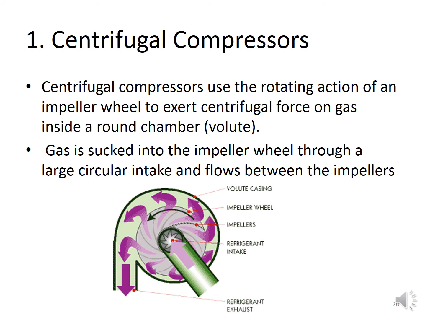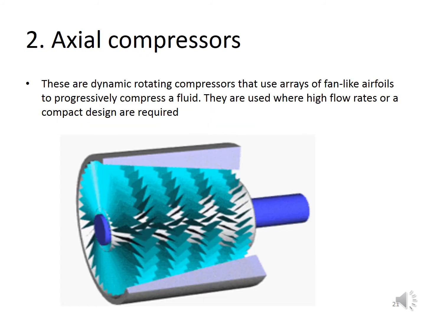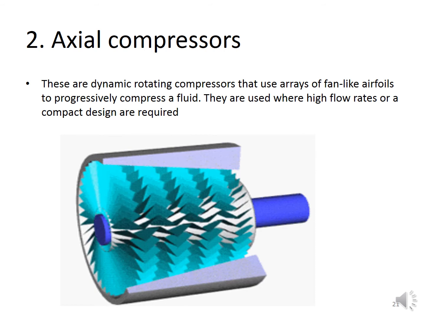Centrifugal compressors use the rotating action of an impeller wheel to exert centrifugal force on gas inside a round chamber. Same as before, there is a casing, there is an impeller, suction pulls in the gas or air, and it goes to exhaust. The gas is sucked into the impeller wheel through a large circular intake and flows between the impeller blades and is pushed out. Same with refrigerant, gas, or anything which needs to be compressed. In industries, usually the centrifugal compressor is a multi-stage centrifugal compressor. You see many impellers inside it.